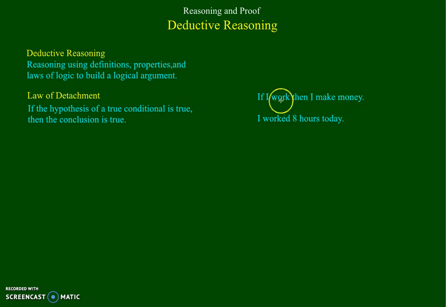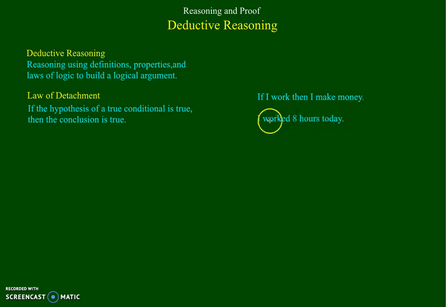So if you're asked, given this statement and this fact, what can you conclude using the law of detachment? You would say, I make money. Just that simple. You wouldn't repeat the if then. You wouldn't say any of that. You would simply say, I make money. The thing that you can conclude is that the conclusion is true because the law of detachment applies.